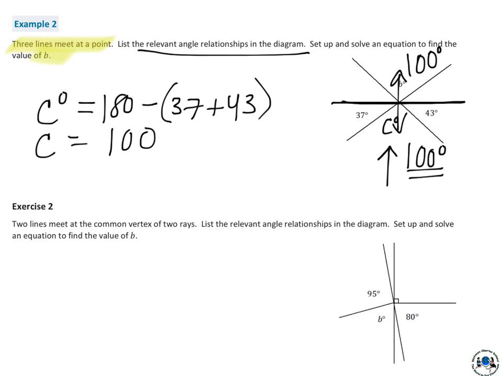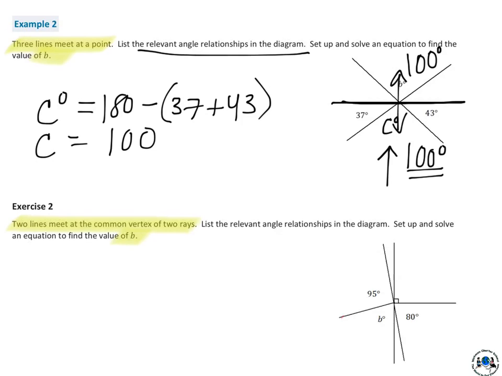So, exercise 2. Two lines meet at the common vertex of two rays. List relevant angle relationships and set up and solve an equation, again, to solve for B. And again, first thing you want to do, I won't do it for you, is to recognize where the lines are, where the rays are. And it's not that difficult if you just look real closely at the directionality of the lines. So go ahead and do that and come on back.